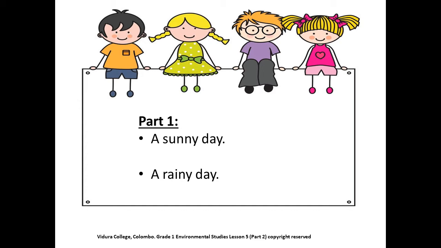Then we learnt about changes in the environment after the rain. What can you see after the rain? You can see some puddles, leaves and branches fallen down from the trees. And also there can be floods, roadblocks, and the drain system can be blocked, but the environment looks so fresh after the rain.